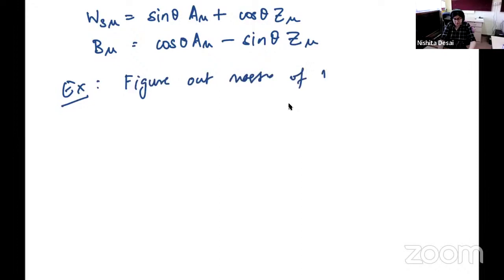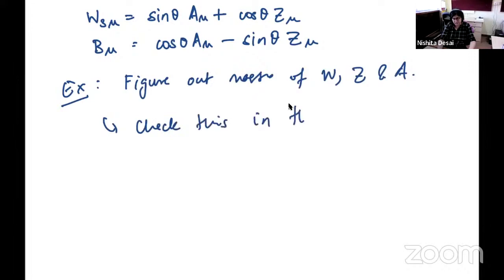masses of W, Z, and A, and we will check this in next class. Please do this before you come next time, so that we have some base for going forward. Okay, so I'll stop here for today.